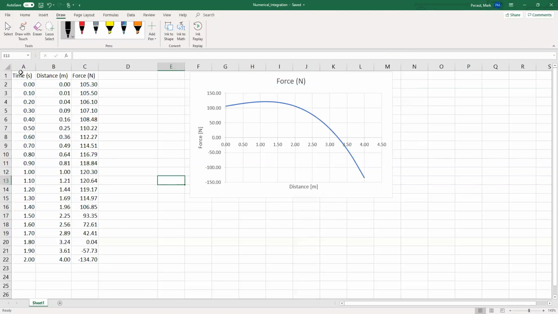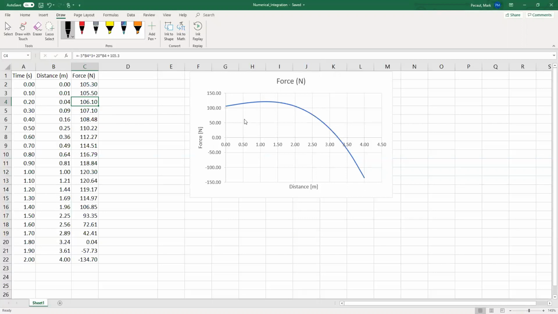Here we have some Excel data. Imagine you have data about how a particle travels in time. So you have the distance it has traveled at different times, and you also know what force it's subject to. So our problem here is a physics problem. We want to find the work done on the particle as it moves from here to here.